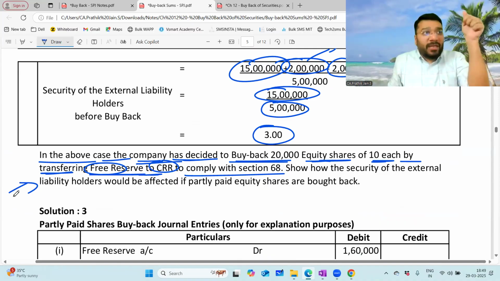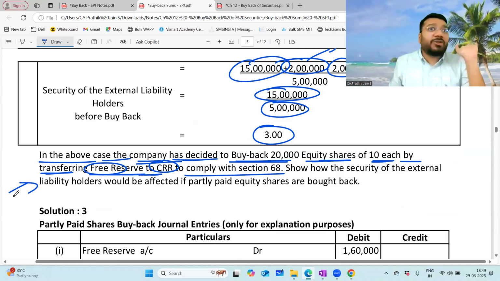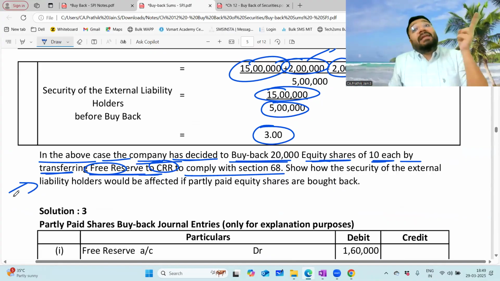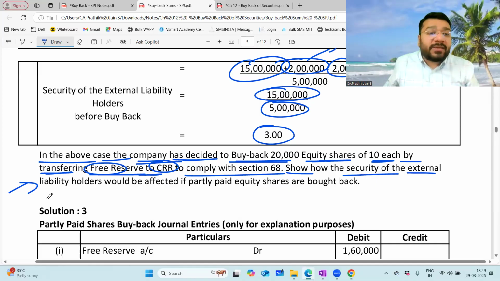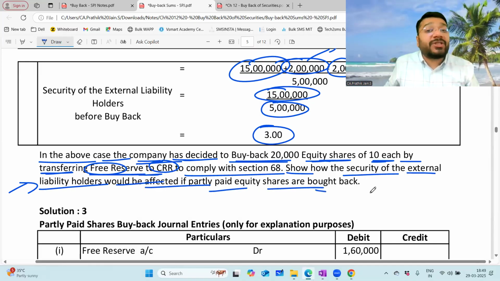Without partly paid shares being fully paid, they are doing the buyback. That is the violation of Section 68. But the other part, keeping the capital intact, they have taken care of. Show how the security of the external liability holders would be affected if the partly paid equity shares are bought back.